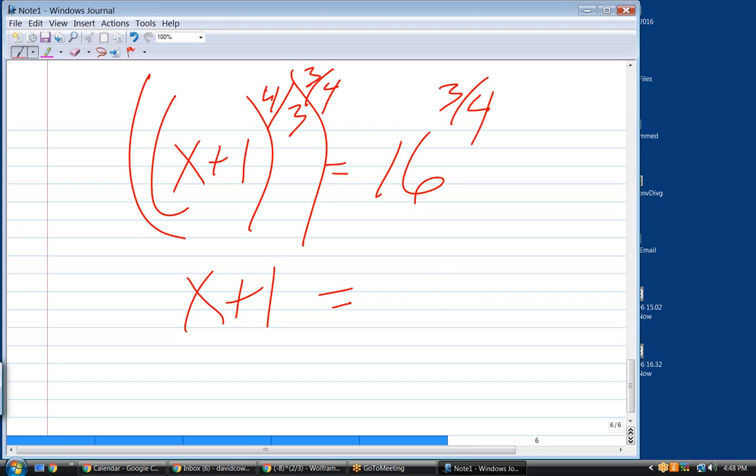2 to the 3rd power, which is 8. Which means x is equal to 7.